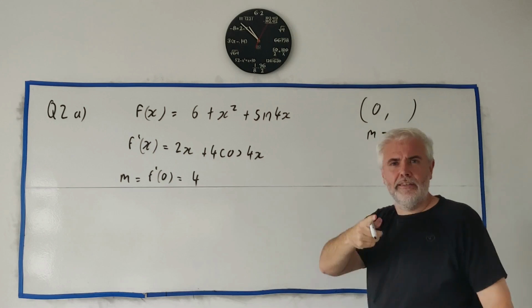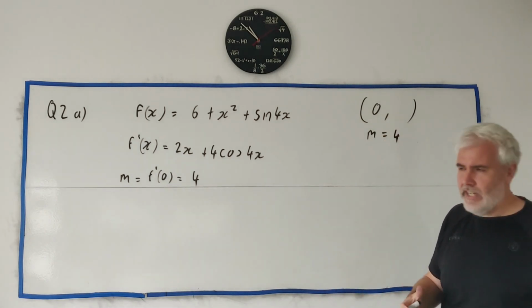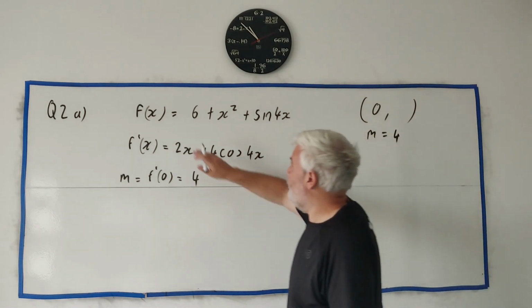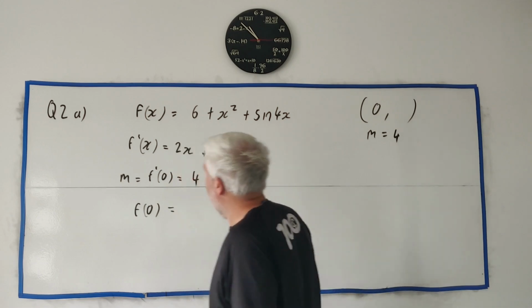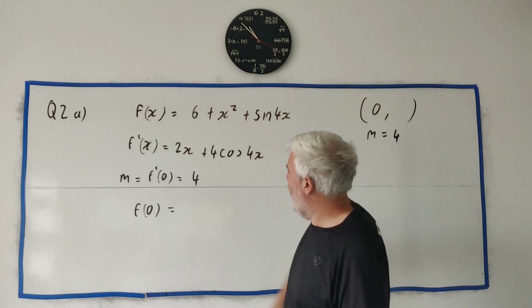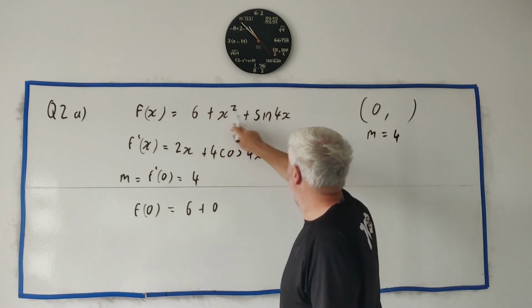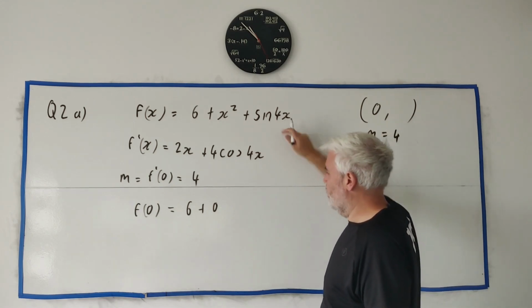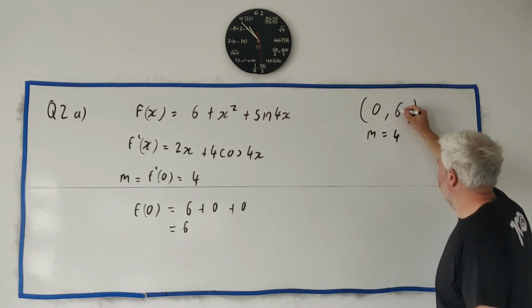And again, they give you the hint there, y is equal to f(x), just in case you weren't sure. The y point is just f(0), because y and f(x) are sort of the same thing. So f(0) is equal to 6 plus 0. Sine of 0 is another 0. This is equal to 6.